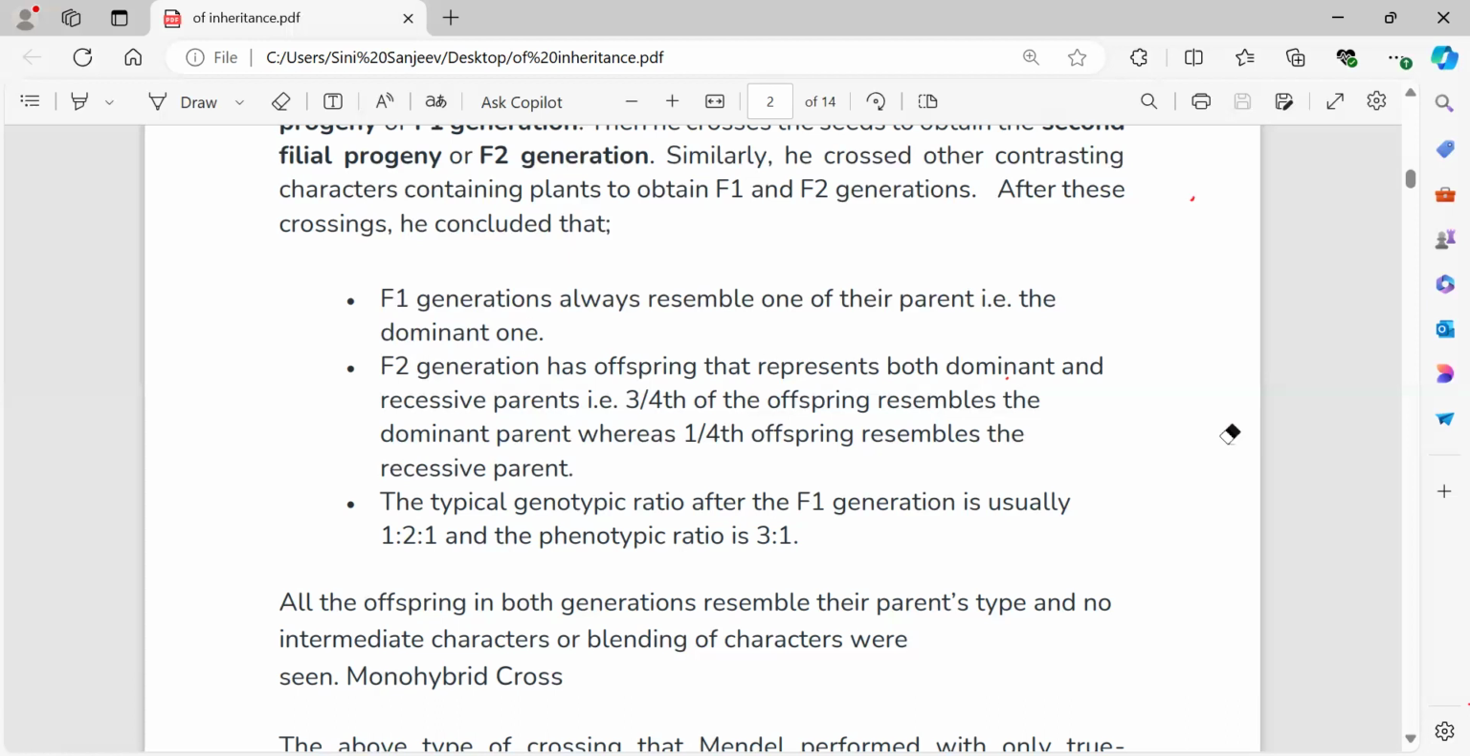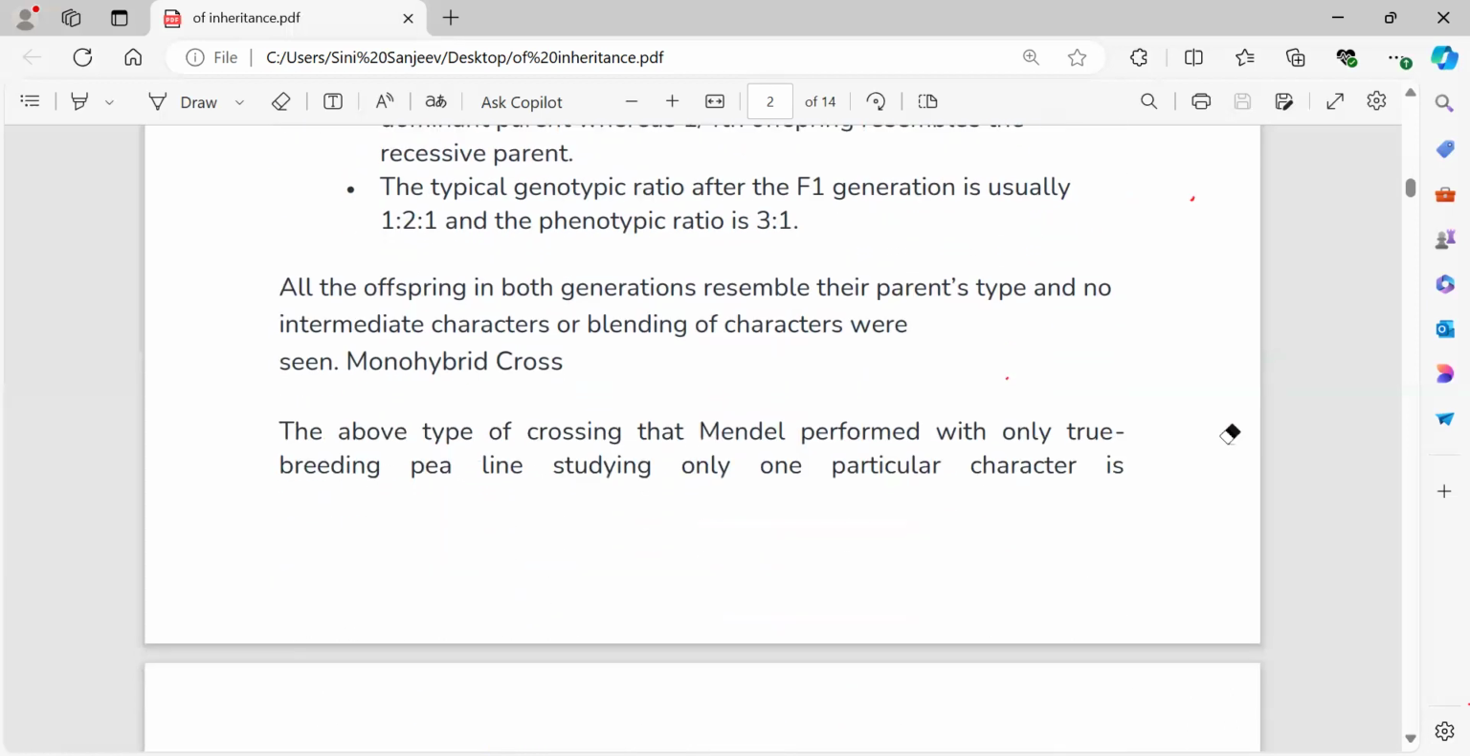So if you see over here, in both generations there was some kind of resemblance of that particular offspring with the parent. Right? So when you blend these different kinds of characteristics together, you will get a new character in that particular progeny of the offspring. Now, whenever the crossing is done, it is done in two ways: either a monohybrid cross or a dihybrid cross.